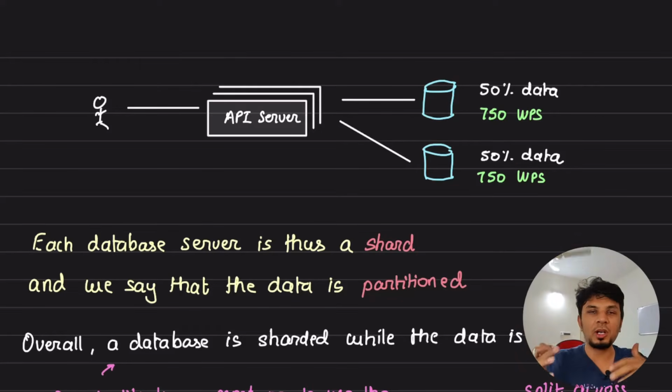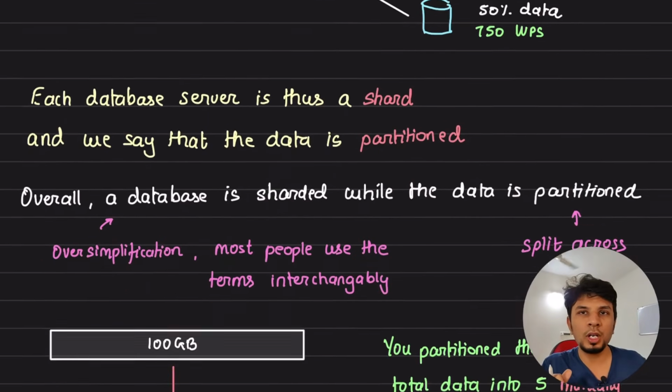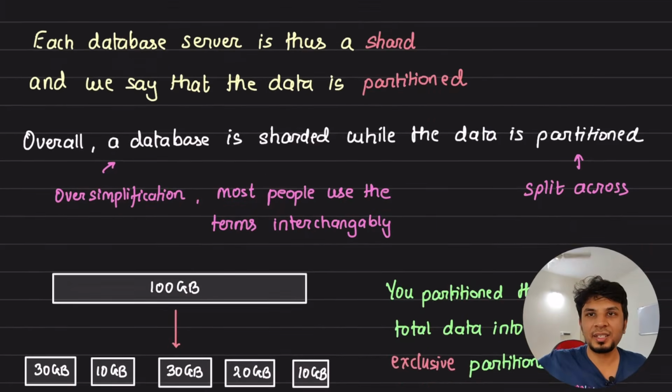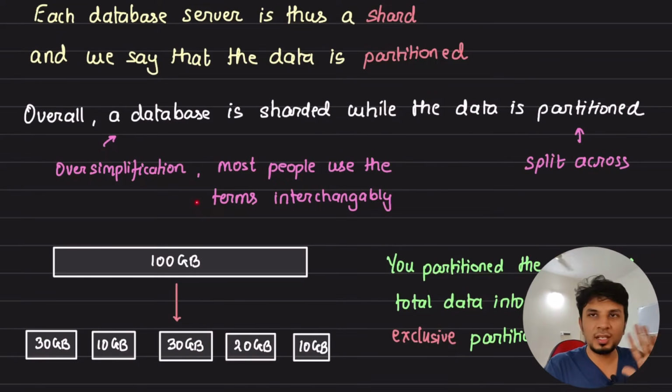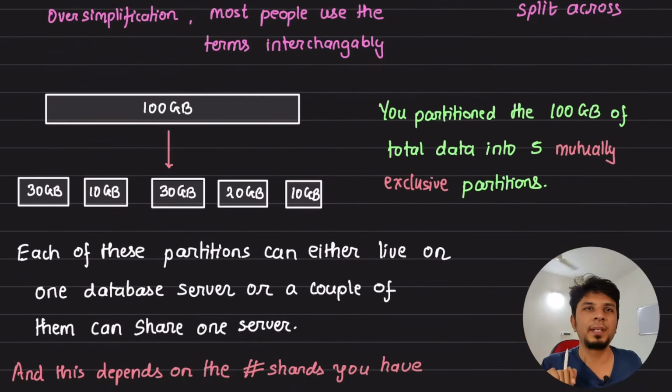Although people talk about those two terms interchangeably, shard is at a database level and partition is at a data level, right? So overall, we always shard a database and partition the data. This is a crude oversimplification. People use the terms interchangeably, and partitioning is all about splitting the data. Let me give you a simple example.